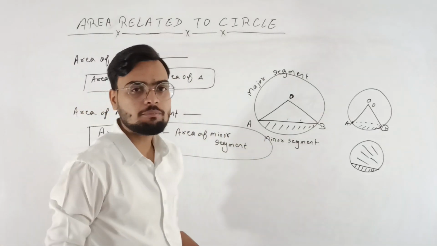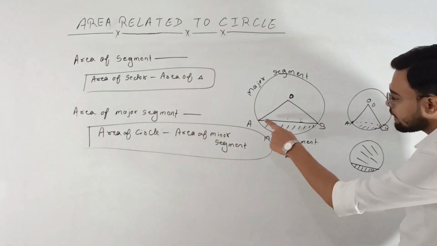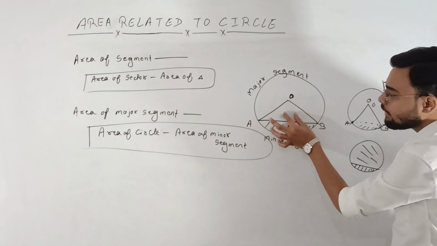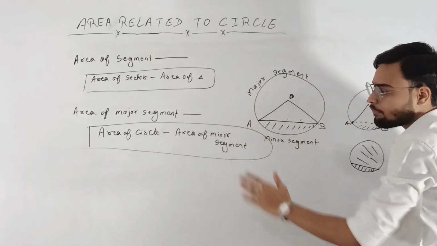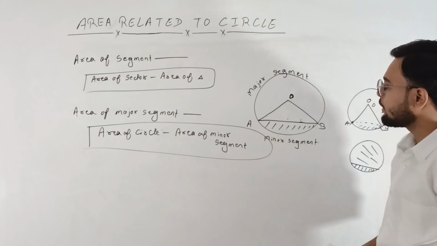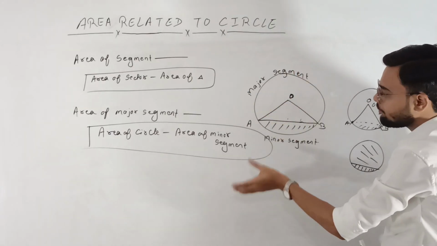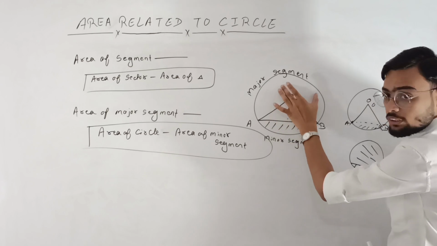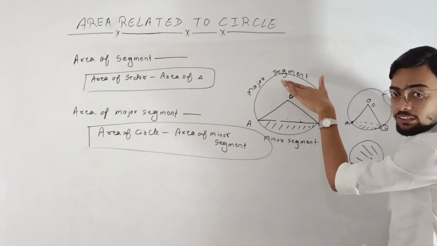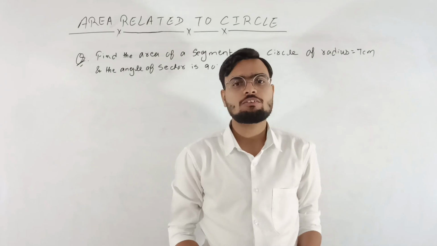Area of the minor segment is what? Area of sector minus area of triangle. Which sector? This is the area of the sector from which I subtract the area of this triangle. So this is the area of the minor segment. Now the area of the major segment is what? Area of circle minus area of minor segment. This is the whole circle. If I subtract the area of this part from the area of the whole circle, then I get the area of this major segment. Now let's see one example of how to find the area of a segment.